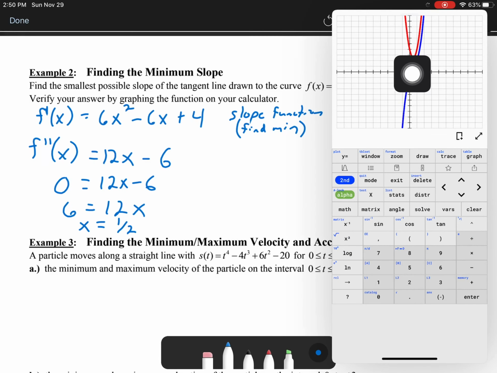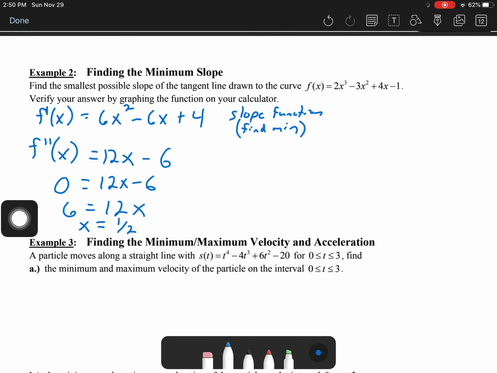Now take a look again. So when we took the derivative of this derivative graph to find a minimum, we're seeing that that x coordinate is about where it looks like it should be, between 0 and 1, so 1/2 makes sense there. Okay, so that is where our minimum slope occurs.